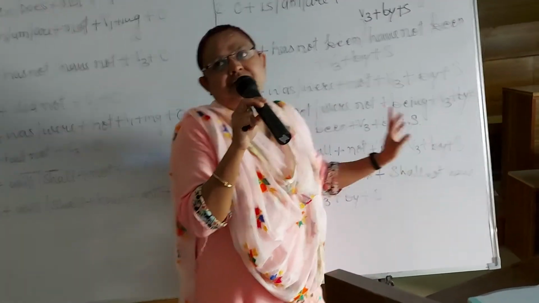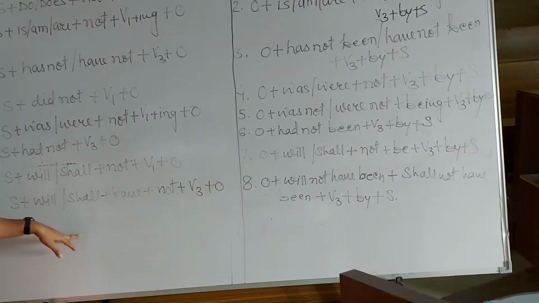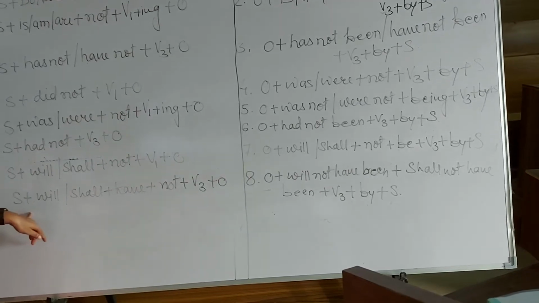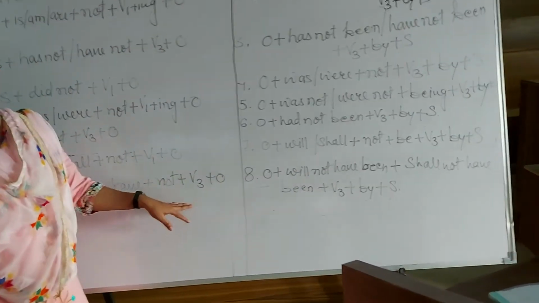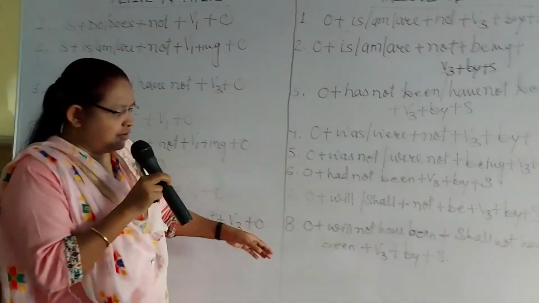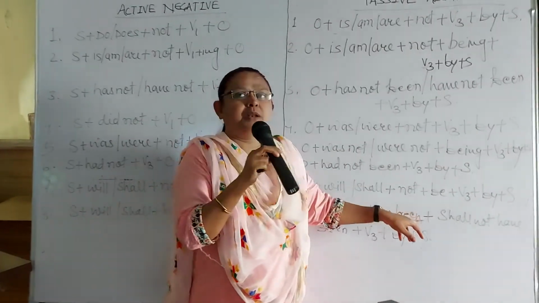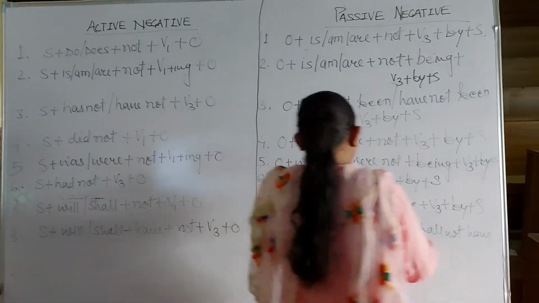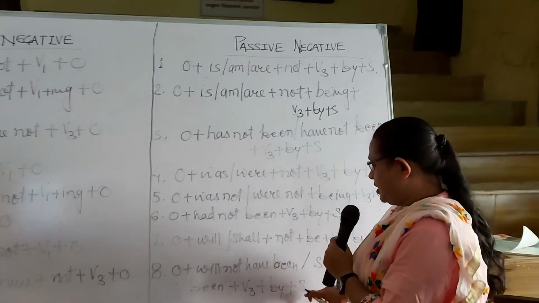The last structure for changing active negative to passive negative is: subject, will/shall, not, have, third form of the verb and object. When you use future perfect in the negative, the object comes first, will not have been, or shall not have been, then comes the third form of the verb, and at last by plus subject.